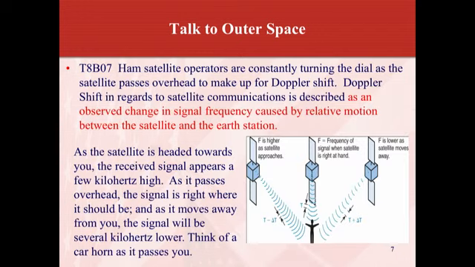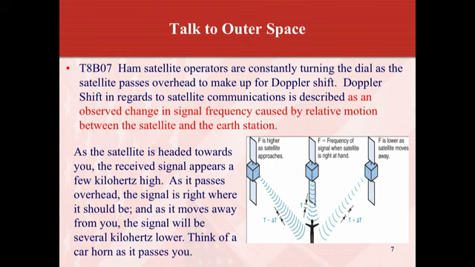Ham satellite operators are constantly turning the dial as the satellite passes overhead to make up for the Doppler shift. Doppler shift in regards to satellite communications is described as an observed change in signal frequency caused by relative motion between the satellite and the Earth station. When you put in your downlink, because you have an uplink and a downlink, uplink on 440, downlink on 2 meters, there's like 5 frequencies you have to put in, and you have to keep turning, because as the satellite passes with the Doppler shift, it'll fade off one frequency and come back up on another.